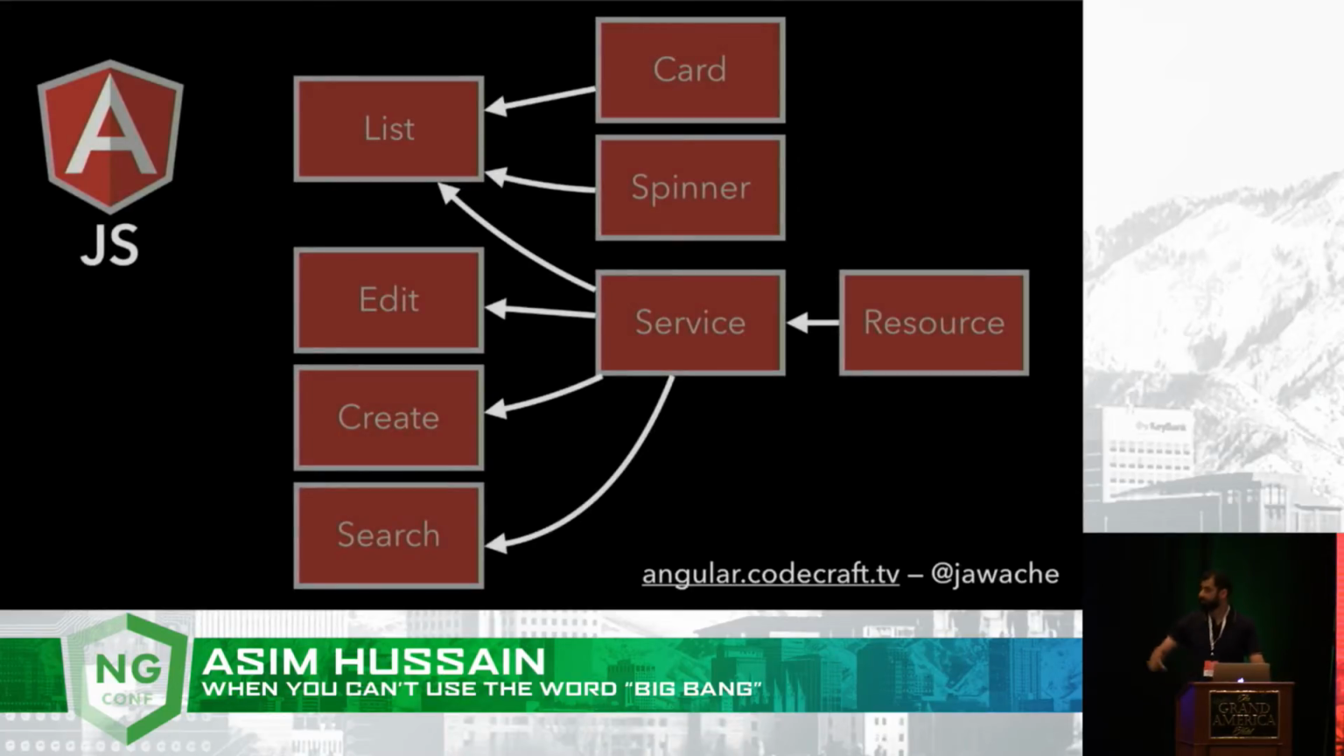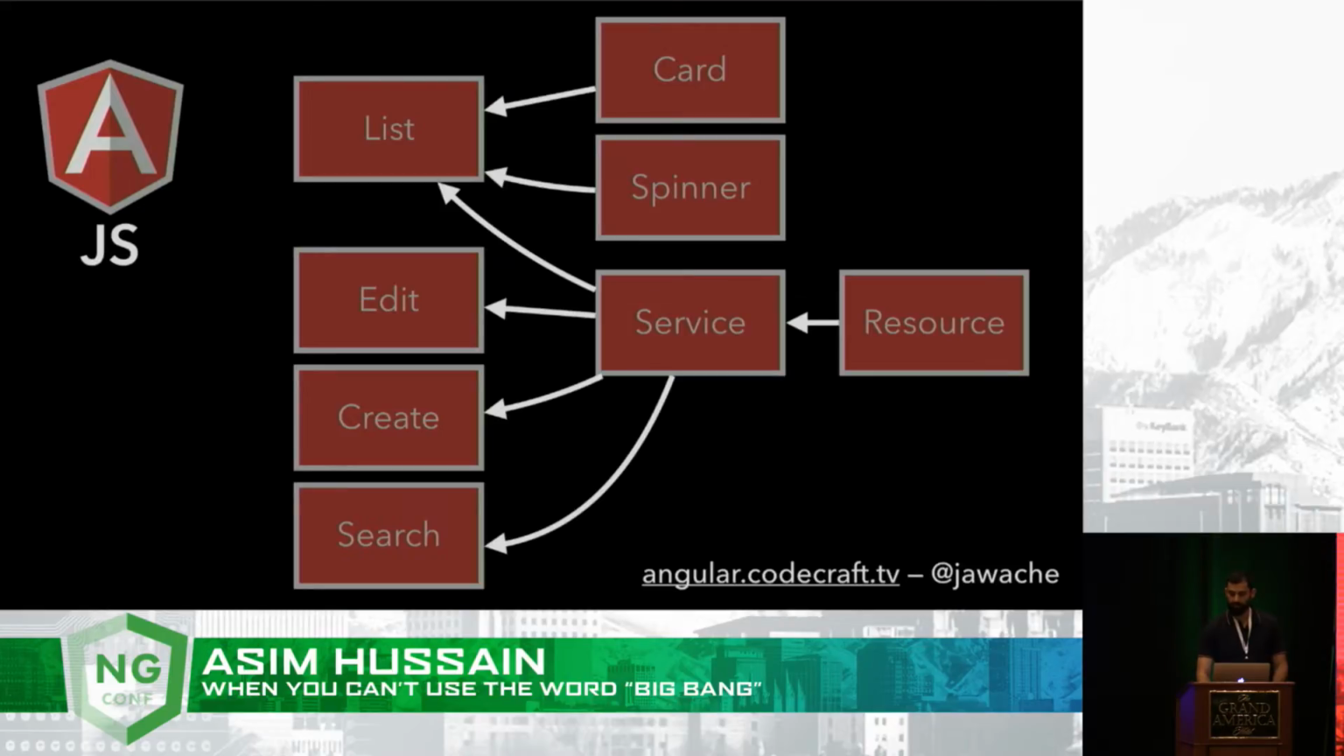So this is a simplified view of our application. It's all running Angular 1, so you can see we've got the different entities I might have mentioned earlier on: card, spinner, list, edit, create, search. We've also got some services, contact service and contact resource, because it's Angular 1 and I like using ng-resource.